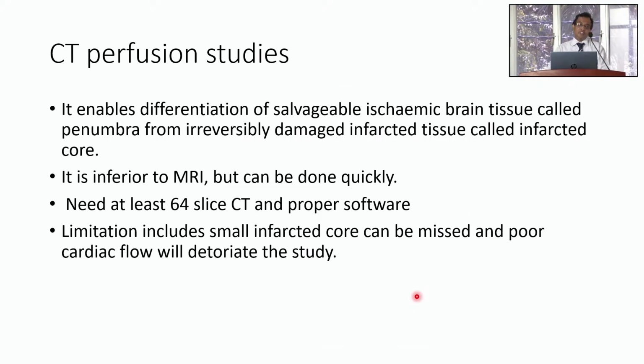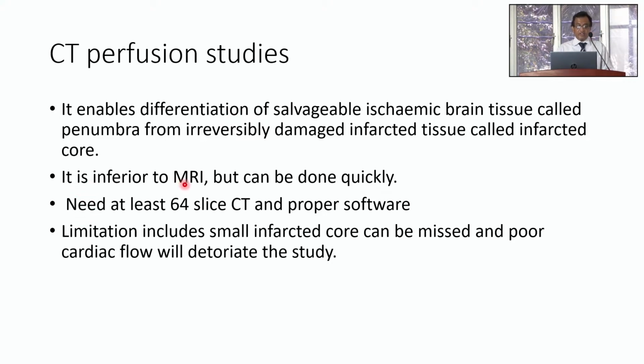Now I move on to some hi-fi images. The first one is the CT perfusion study. It enables differentiation of salvageable ischemic brain tissue, called penumbra, from irreversibly damaged infarcted tissue, called infarcted core. So if you do not know the timing of the stroke, you can do a CT perfusion study. If the penumbra is large, that patient will benefit from thrombolysis. But if the penumbra is small, that patient is very unlikely to benefit from thrombolysis.